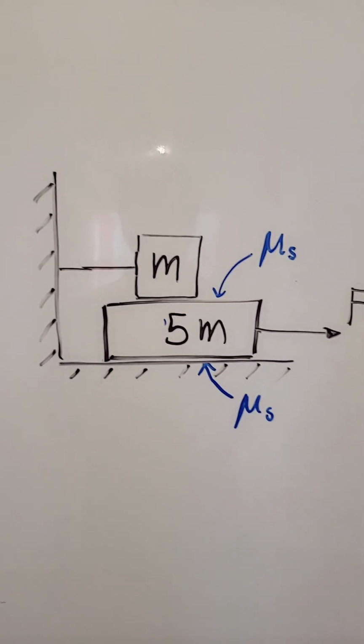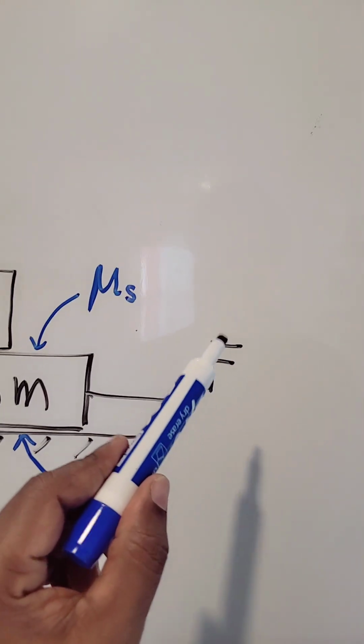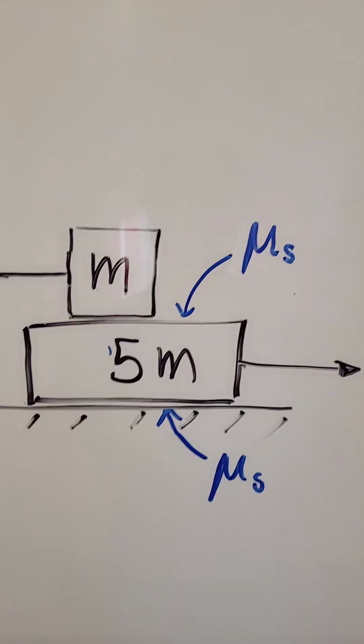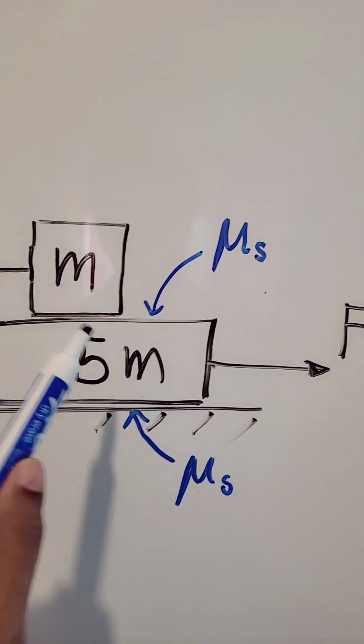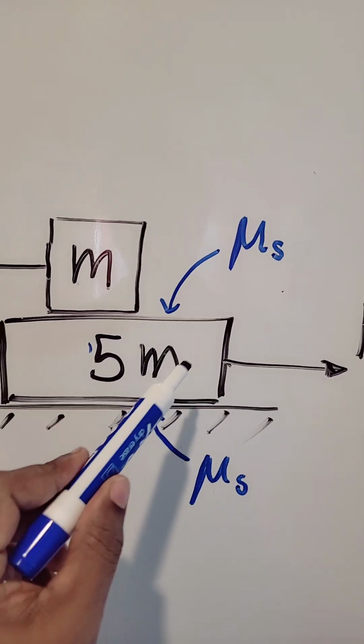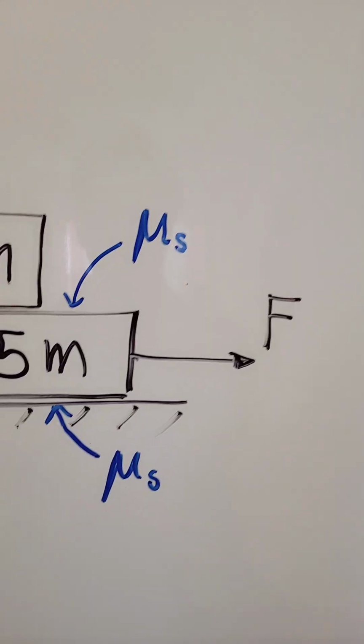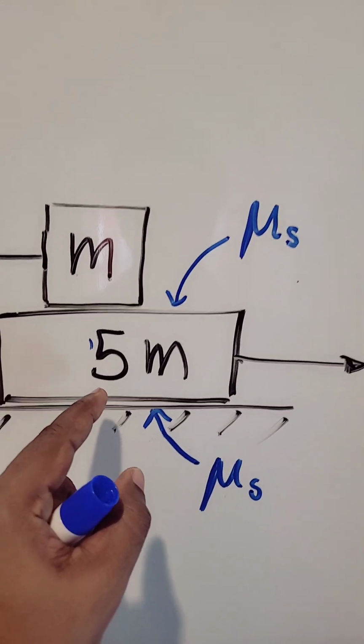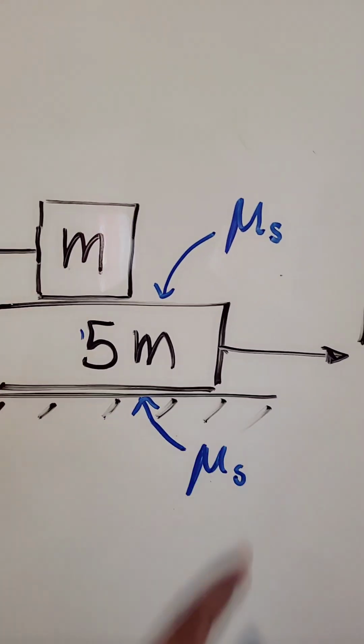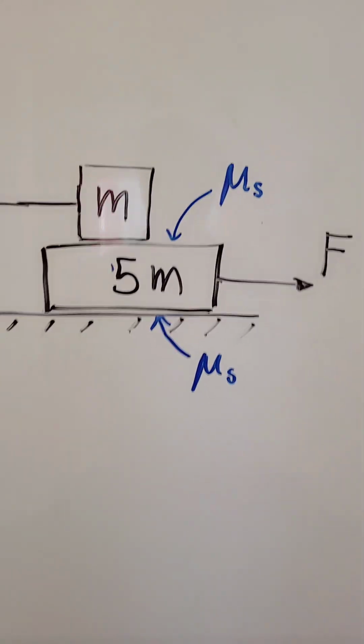The question is, what is the minimum force F that we need to apply to start to move 5m? What is the minimum force that we need to apply so that this object 5m is going to start to move? How do we find that?